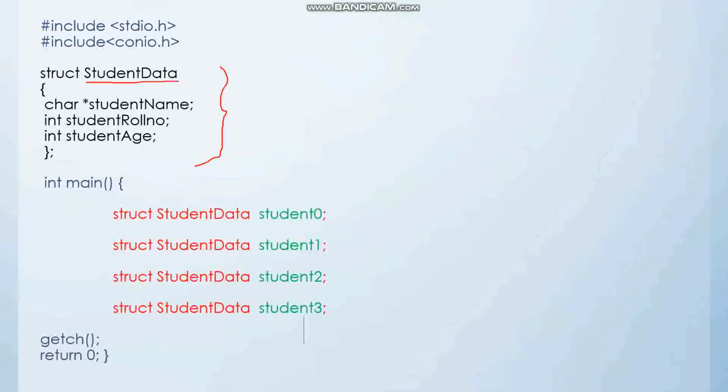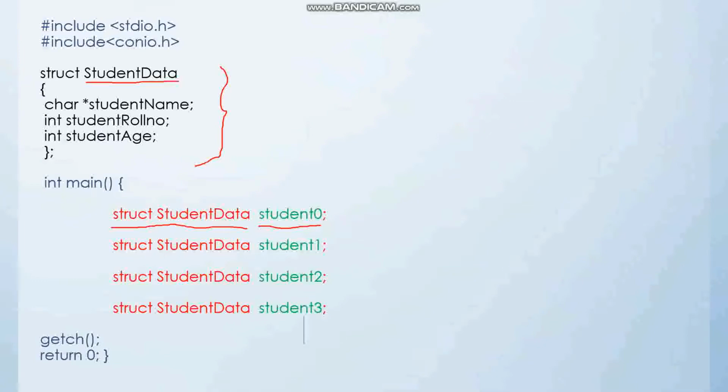Now we want to store the values for student 1. For example, the student 1 name is Akash and the roll number is 1 and the age is 18. In a similar way, I want to store the information of student 2: student name Bharat, roll number is 2 and student age is 18. So if I want to store data for a single student, then I need to declare a variable of a structure type, so that I can access these members by using the member operators.